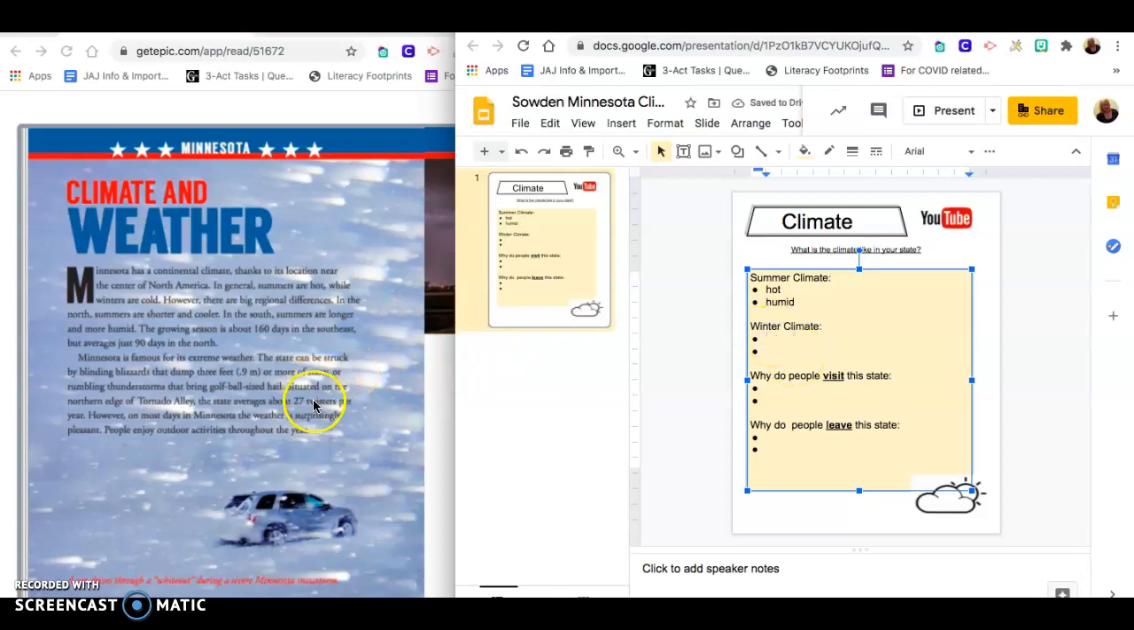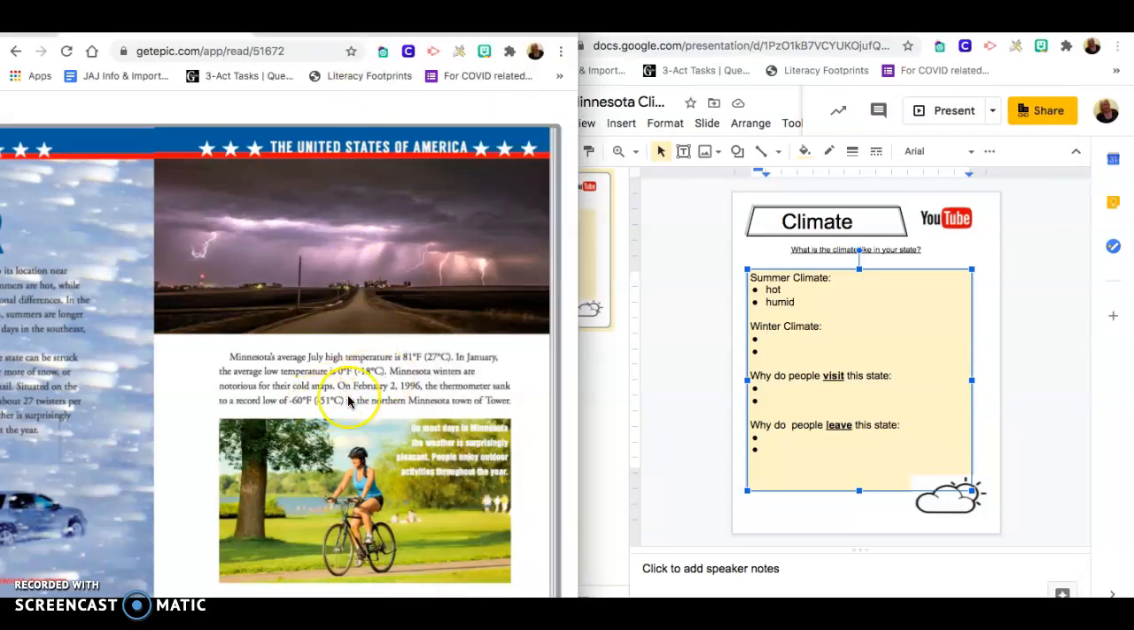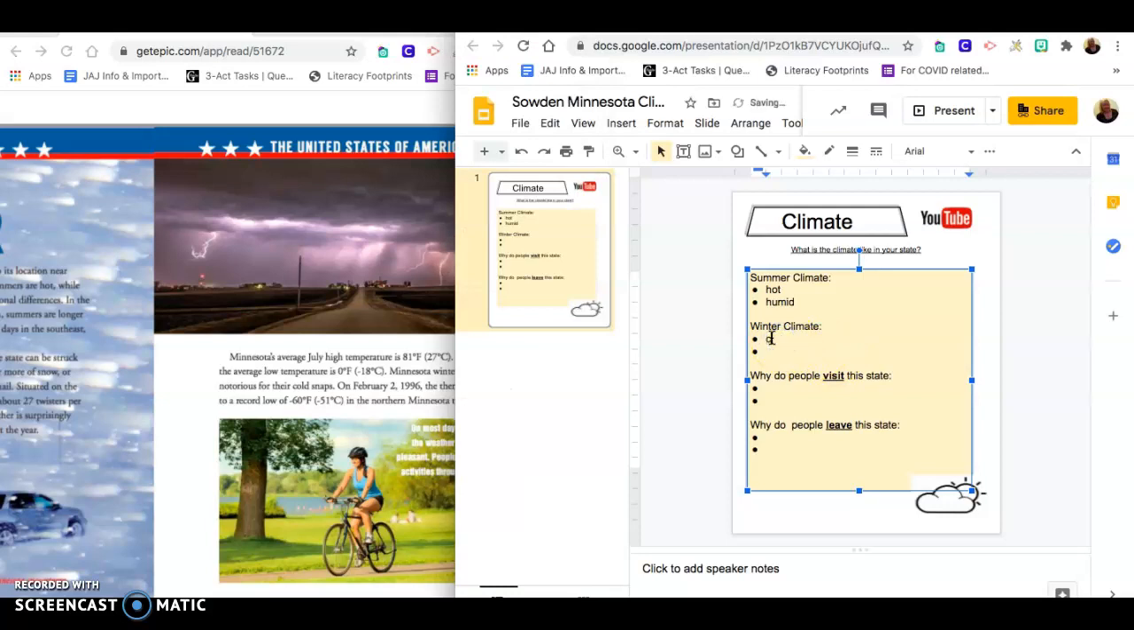Now the next part is winter climate. And so I am going to think about what it's like here in the winters, and not just what I know in my head, but what I'm reading. So this is part of research. So I am going to look in my book to see that the average low temperature in January, which is in the winter, is 0 degrees. And so that's pretty cold. And then it also says Minnesota winters are notorious. In other words, they're well known for their cold snaps. And so one of the things about our winter climate is it's very cold.